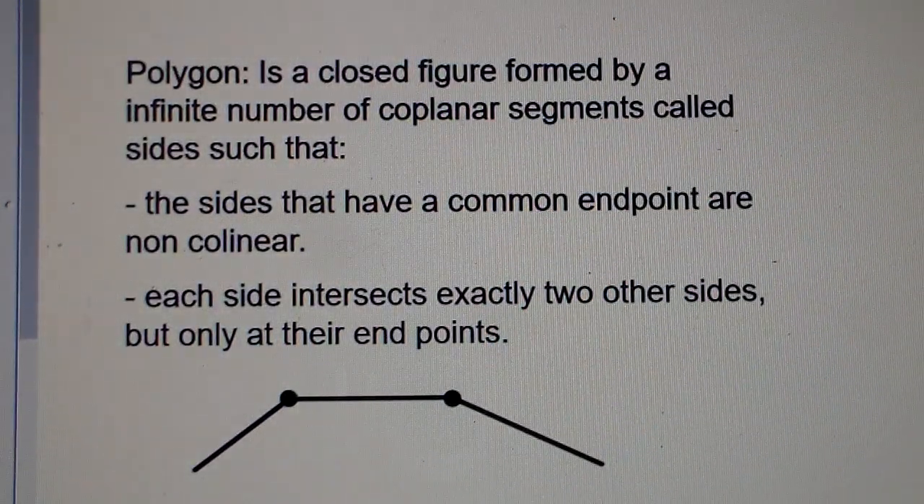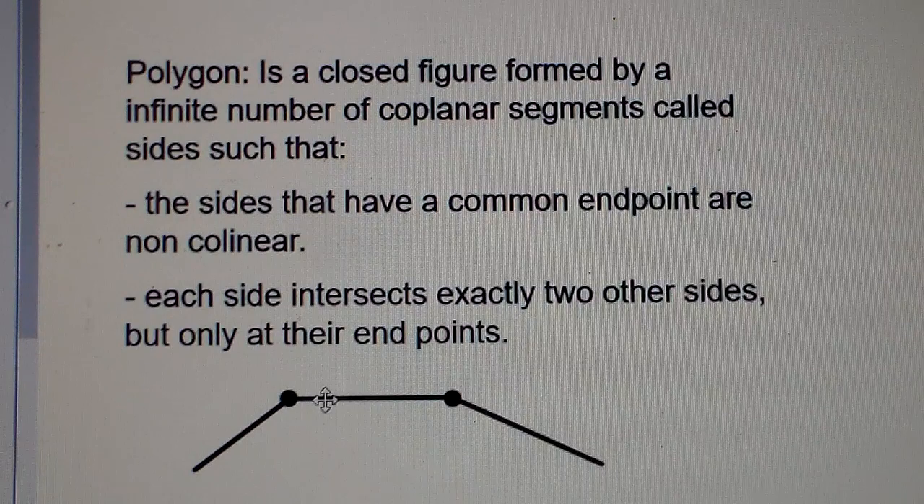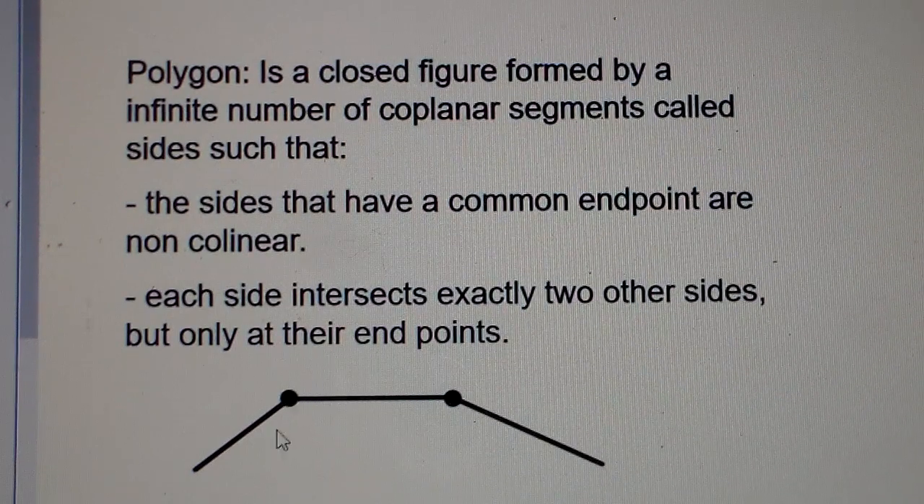So some other vocab here. A polygon is a closed figure formed by a finite number of coplanar segments called sides, such that the sides that have a common endpoint are non-collinear, and each side intersects exactly two other sides, but only at their endpoints. As you can see here in the picture, at the end of each line segment is the start of another line segment going another way, so that all the line segments are connected at endpoints. In other words, they can't be crossing in the middle of each other.